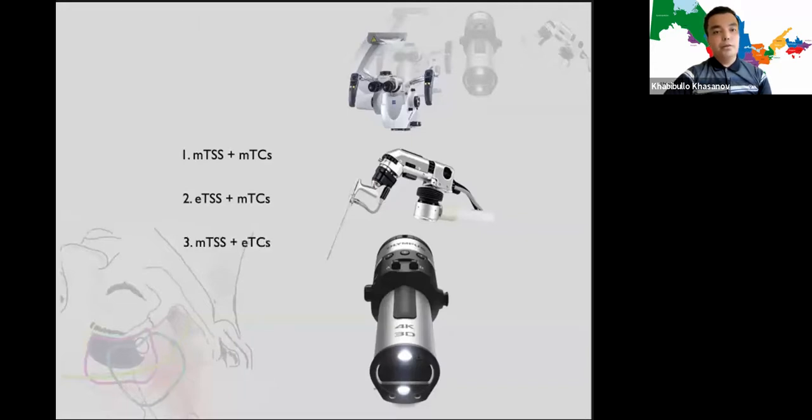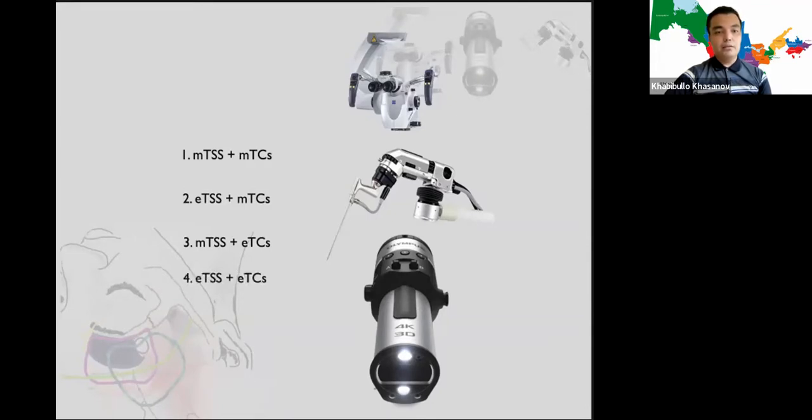So this involves the use of surgical microscopes and endoscopic systems, and the latest one, which is famous for its excellent visualization, is the exoscopic system. A combined approach can be a microscopic transsphenoidal with a microscopic transcranial approach, or an endoscopic transsphenoidal with a microscopic transcranial approach. And a microscopic transsphenoidal with an endoscopic transcranial approach is a more rare case, and I have never experienced or seen this case.